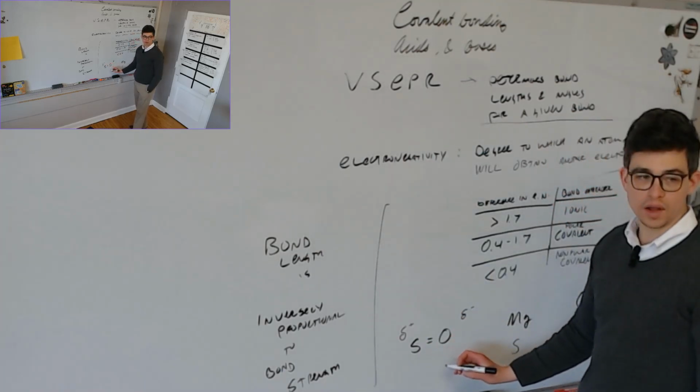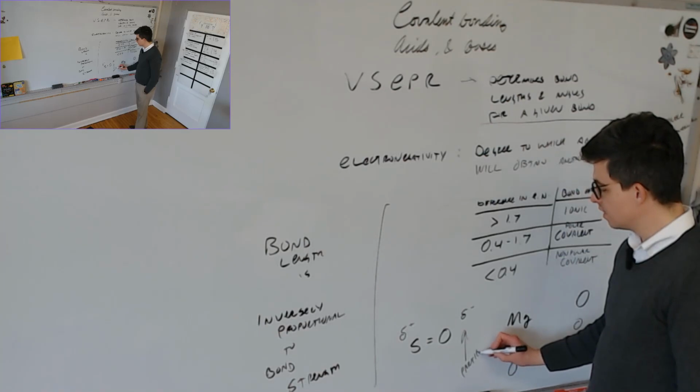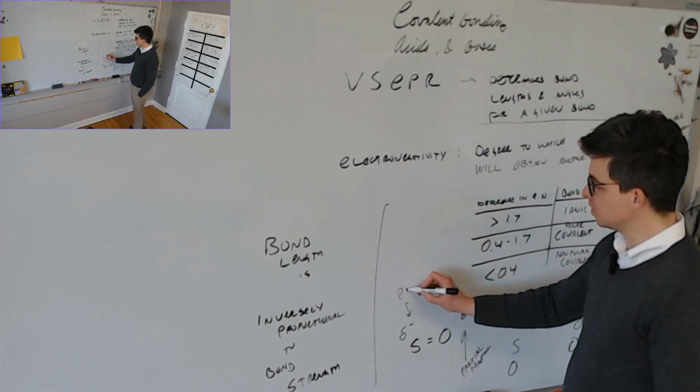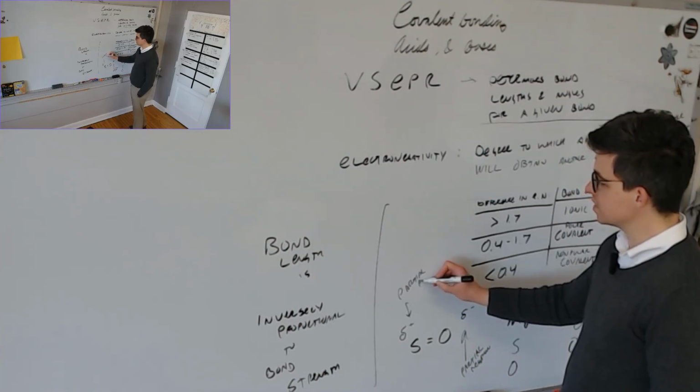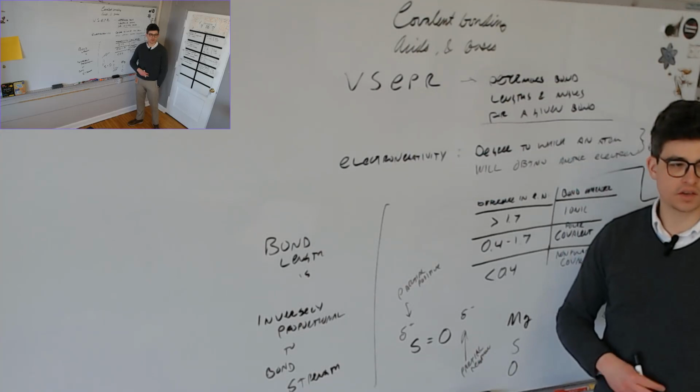This is a polar bond. This little thing means partial negative, and this little thing means partial positive. Where do the electrons like to hang out more? With which of these do the electrons like to hang out more?